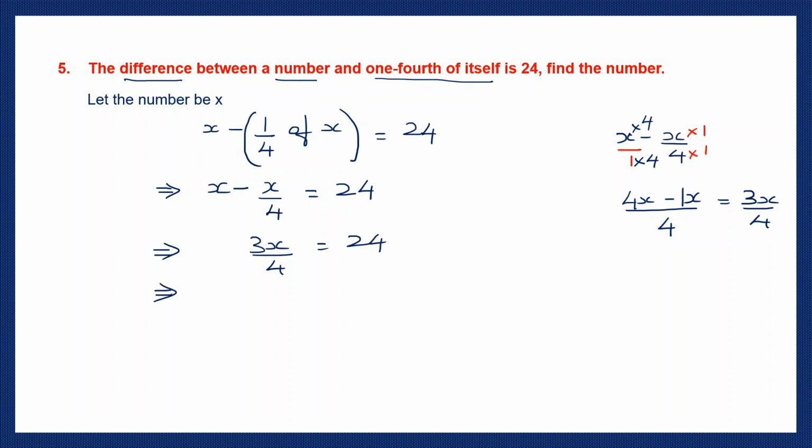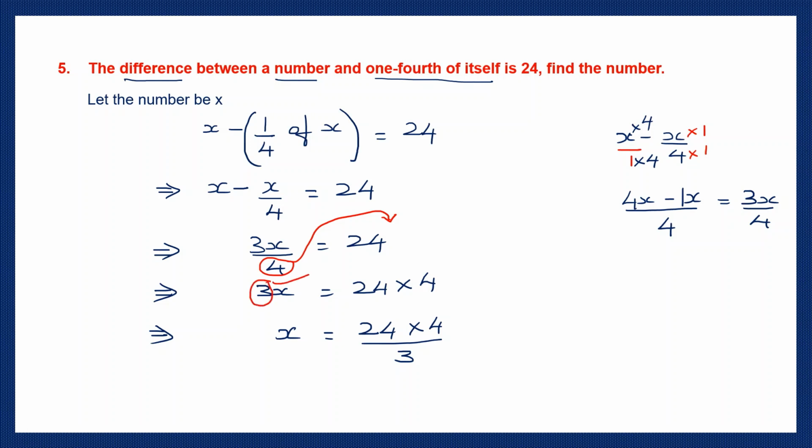So the value of 3x will be 24 into 4, because we have transposed this 4, which is division here, to the right hand side. So it's become multiplication. Now let's continue. 3x means 3 into x. So if we leave only x here, on the right hand side we have 24 into 4 divided by 3, because we have transposed this 3, which is multiplication, to the right hand side. It's become division.